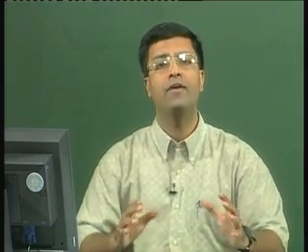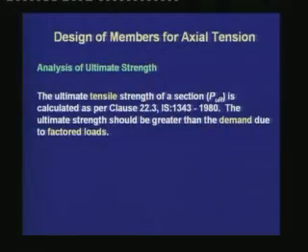Next, once we have designed the member for the stresses at service loads, satisfying the allowable stresses at transfer, we move to the analysis for the ultimate strength. The ultimate tensile strength of a section, which is represented as Pur, is calculated as per clause 22.3 of IS 1343/1980. The ultimate strength should be greater than the demand due to factored loads.